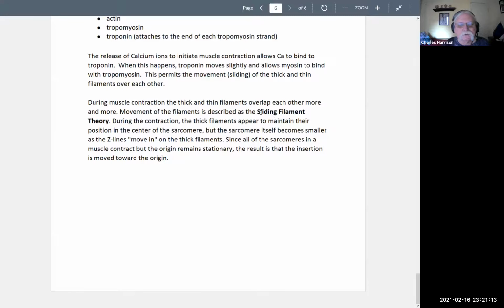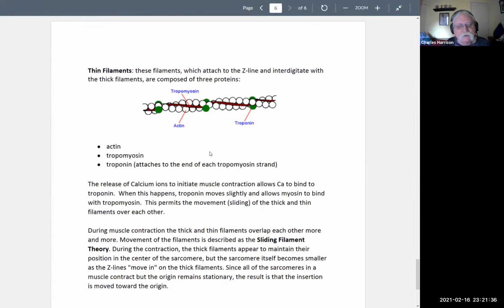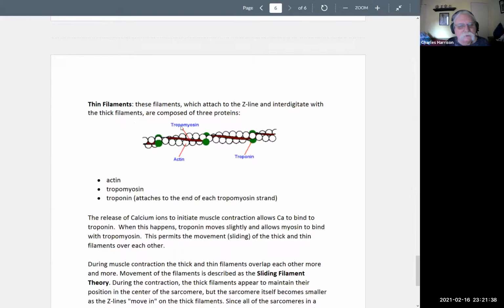This is called the sliding filament theory. It's not something that you get real quick. You will get it from the scores that I see and the questions that I get asked. You'll be doing fine with this. I know right now you're thinking, oh no, now what did I get into? Okay, no, you'll be absolutely fine with this.